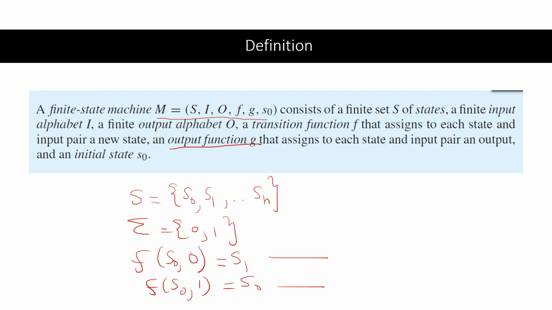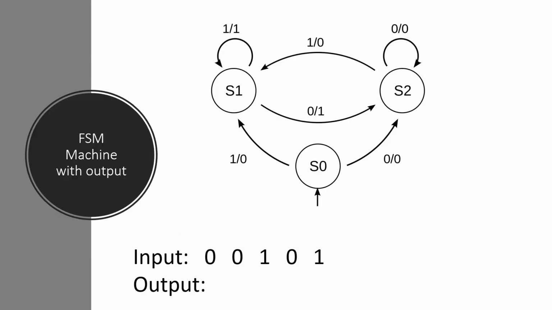And an output function G that assigns each state-input pair an output, and an initial state S0. For example, we could say if you're in state 0 and you get a 0, you go to state 1 but output the number 1, something like that. Same thing here: if you're in state S0 and you get a 1, you stay in S0 and output 0. So we could design machines using this kind of rules that will allow the machine to function.